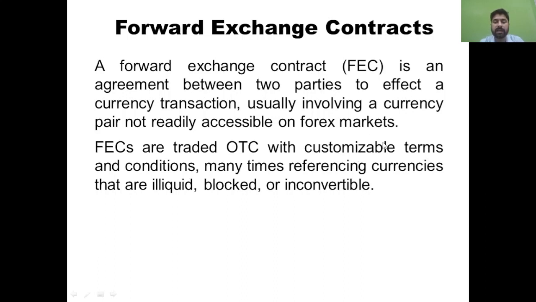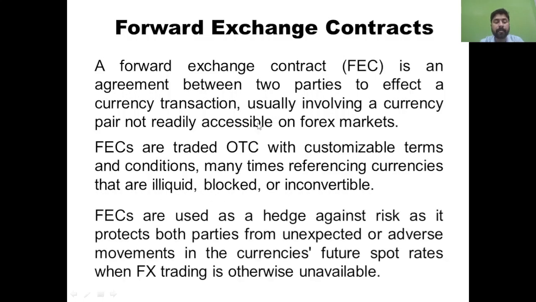The lot size can be decided, like what would be the size of the contract, like 1000 units or 2000 units or 3000 units of USD will be bought and sold. So all those factors are mutually decided. So that is why this customizable term has been used over here, many times referencing currencies that are illiquid, blocked or inconvertible. Okay, now these forward exchange contracts are used as a hedge against risk, as they protect both the parties from unexpected or adverse movement.